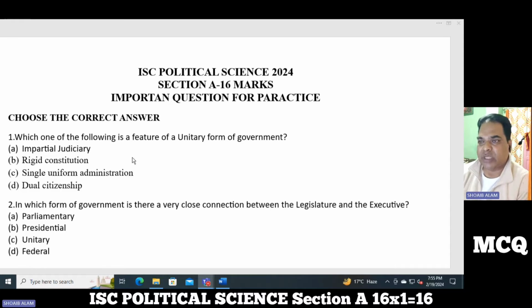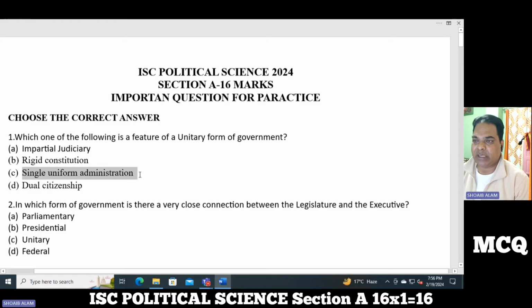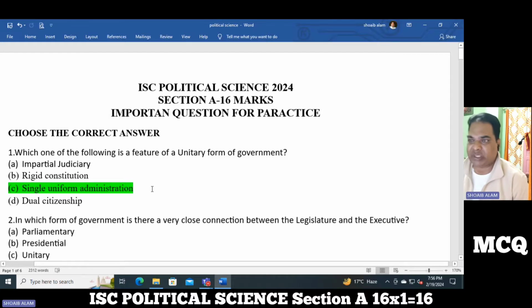So let's start with choose the correct answer. So many questions are there, so only a few will be asked in your exams. Which one of the following is the feature of a unitary form of government? You can see here, impartial judiciary, rigid constitution, single uniform administration, dual citizenship. Accordingly, this will be the correct answer: single uniform administration.